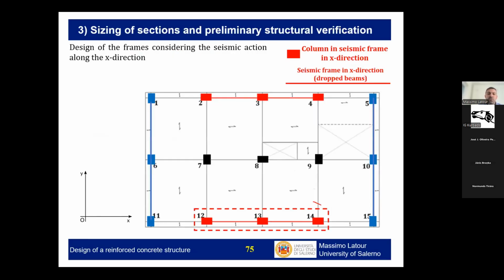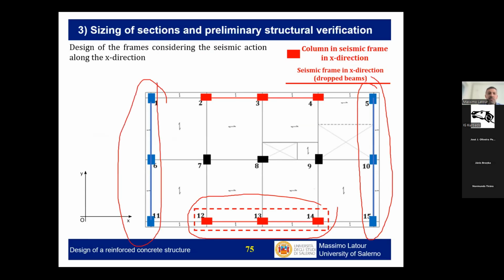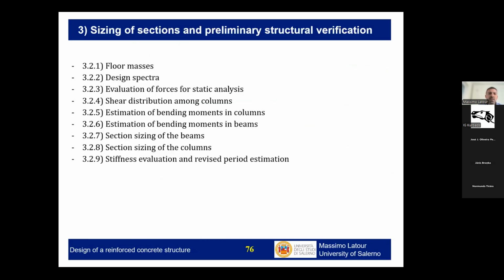So let's focus on one of the two frames as an example. In reality, the other frames will be equal because we have two frames in each direction and the size of the elements will be the same because the design forces will be the same. So let's think, for example, of designing this frame in the X direction. Let's make a summary of the masses, the spectrum, the forces, and so on, as you see listed in this slide.